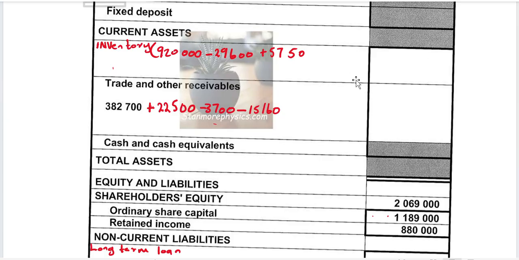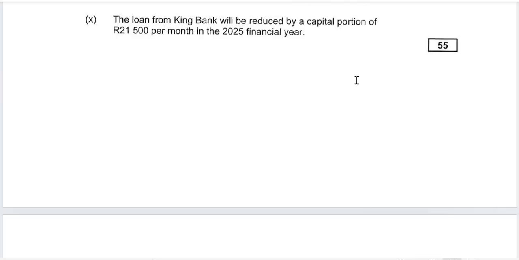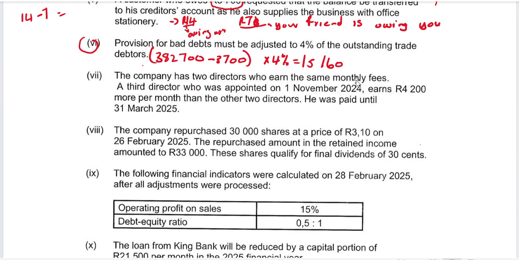So let's go. And then here the company has 2 directors who earn the same monthly fee, and a third director who was appointed on 1 November 2024. It means that we now have 3 directors from 1 November 2024.